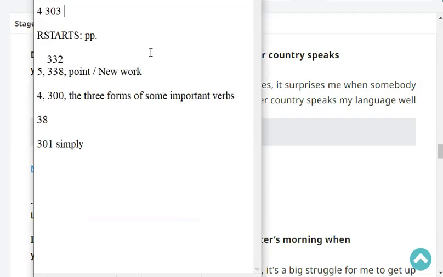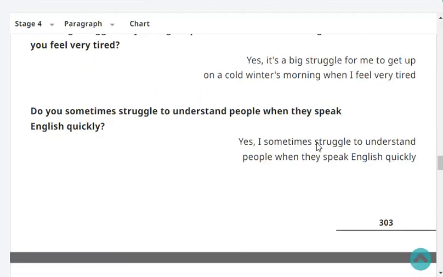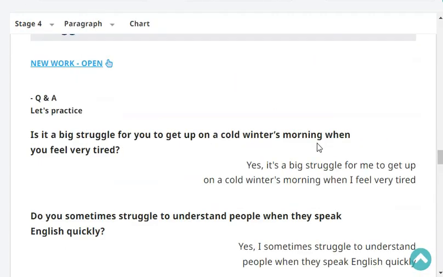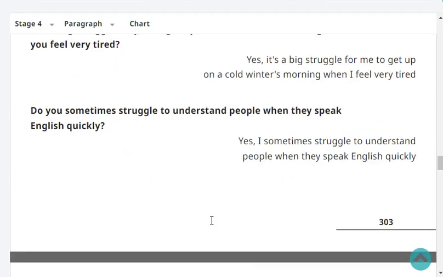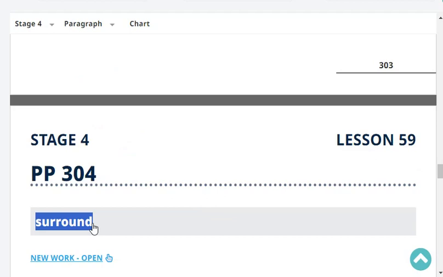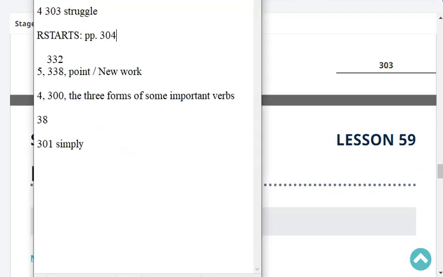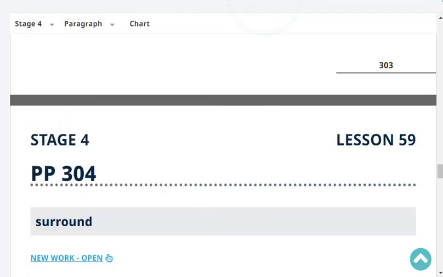Struggle. Is it a big struggle for you to get up on a cold winter's morning when you feel very tired? Yes, it's a big struggle for me to get up on a cold winter's morning when I feel very tired. Do you sometimes struggle to understand people when they speak English quickly? Yes, I sometimes struggle to understand people when they speak English quickly. Okay, very good. So we stop there.